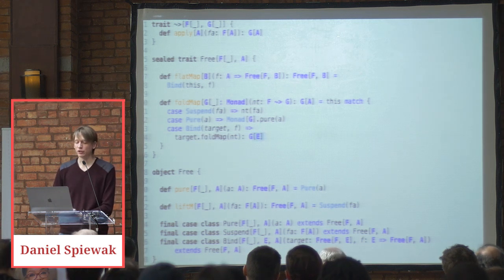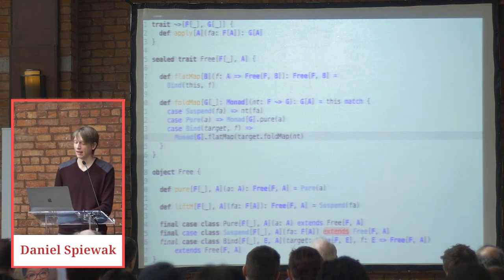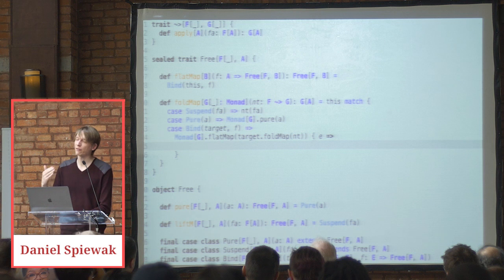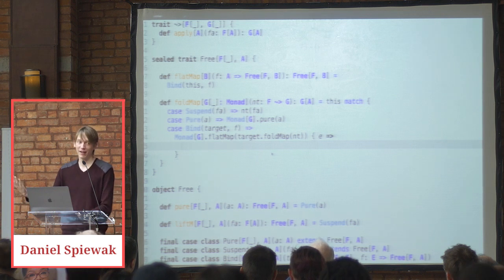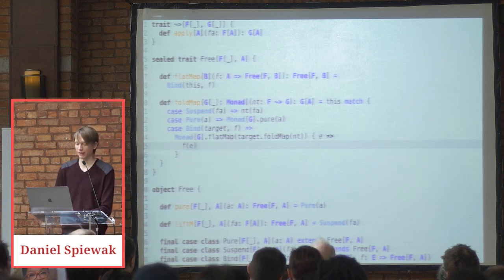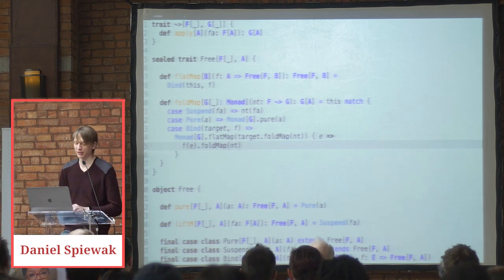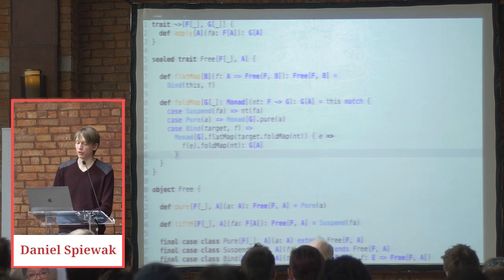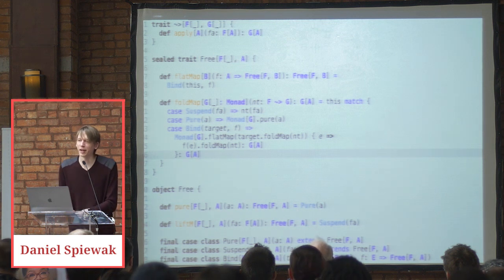Well, we know that G is a monad, so given that it's a monad, that means we can call flatMap on it, and get this function here that takes an E and maybe does something. And we have to return a G of A inside of here. And we have a Free of F A. But fortunately, we have this function that we are defining, which can map a Free of F A into a G of A. So we can just take E, apply, get a Free of F A, and then foldMap that with our natural transformation. That's going to return a G of A, which means this whole thing returns a G of A, which means that we're done. And that is the free monad.